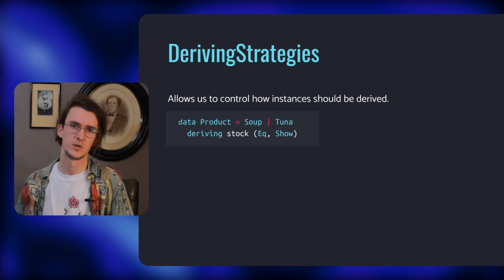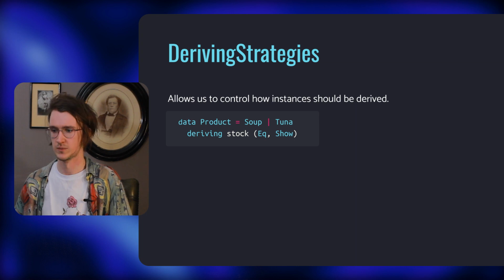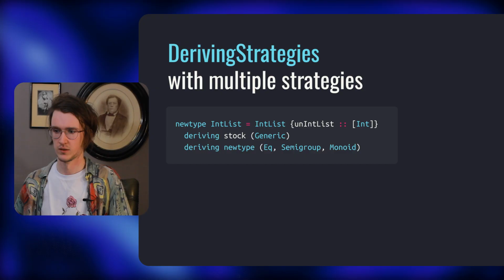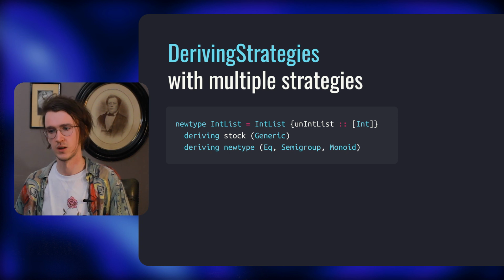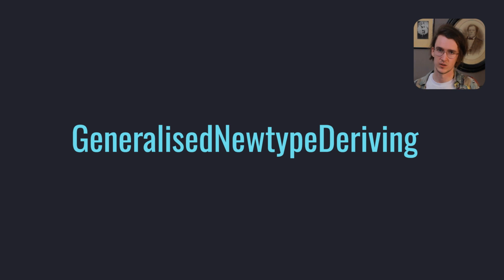To manually specify a strategy, we need to add a strategy keyword after the deriving keyword. For example, we can make the original example more explicit. Note that we can have multiple deriving clauses with different strategies. For example, deriving stock Generic and deriving newtype Eq, Semigroup, and Monoid. In some cases, you might want to use different strategies for deriving standard type classes, and we are going to discuss it next.